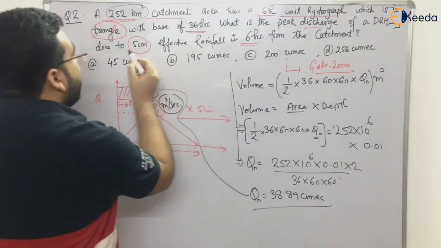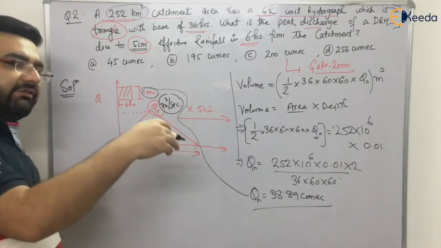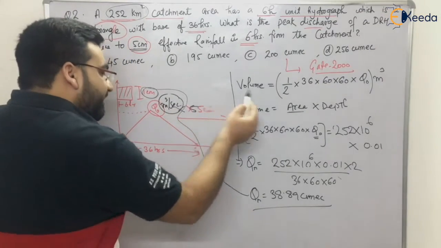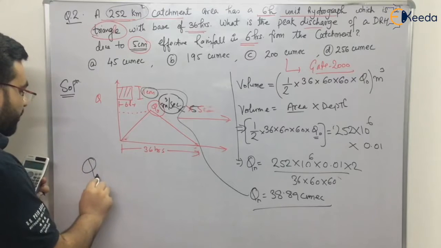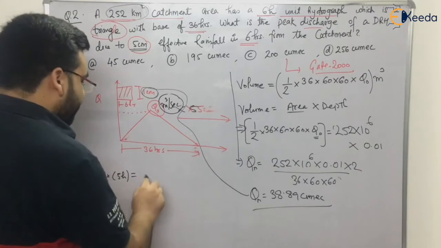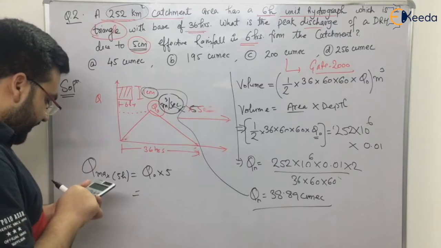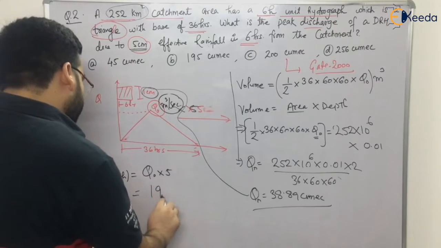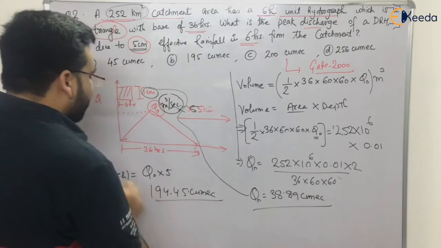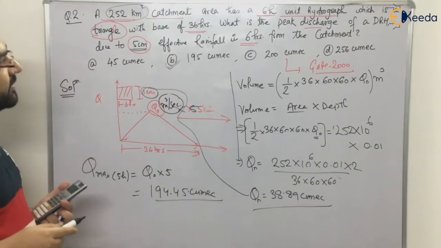But in the question, it is saying that due to a 5 centimeter effective rainfall. So just by the fourth assumption, linear response, if I multiply this Q naught by 5, I will get the answer. So Q max for the 5 centimeter hydrograph will be equal to Q naught into 5. So multiplied by 5, it will be equal to 194.44, that is 194.45 cumec. So which is the correct answer? So B is the most appropriate answer.